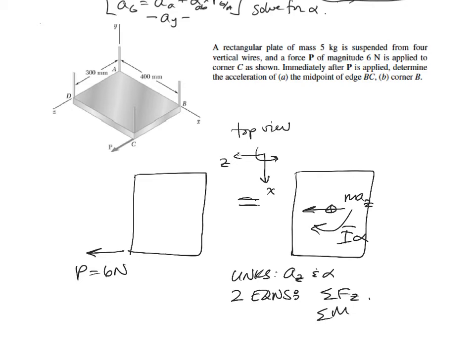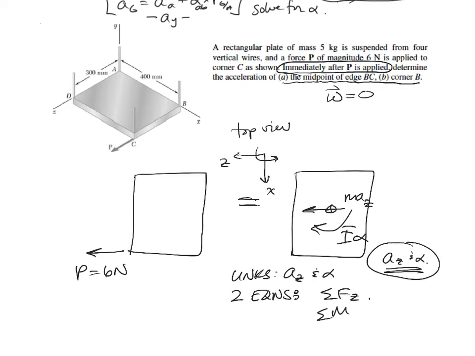So again, looking back up at the problem statement, it says immediately after the load is applied. So that would mean omega is going to equal 0. And again, what we're asked for here is to use the relative acceleration equation. Once we've used our FBD KD to solve for AZ and alpha, then we can go ahead and relate any point back to the center of gravity acceleration. So we would just be using, again, the relative acceleration equation.